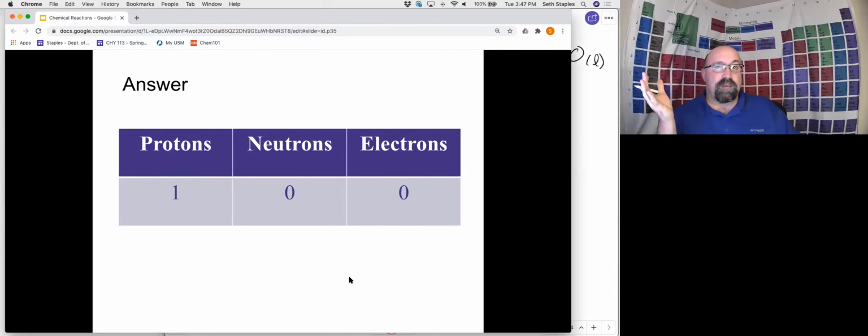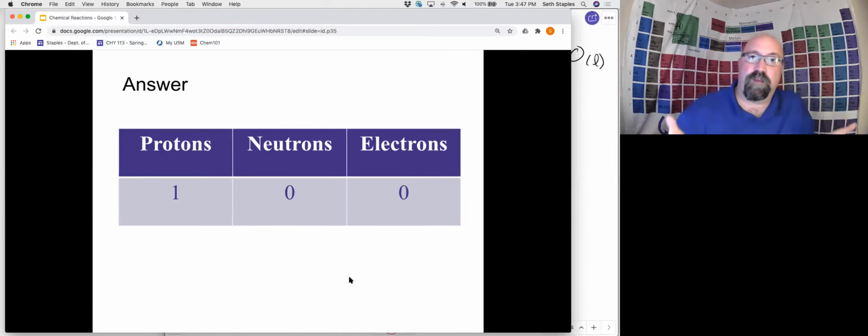Hydrogen 1, that's our mass number of 1. That's our combination of protons plus neutrons. So if it's hydrogen 1, it's got to be just 1 proton because the atomic number of hydrogen is 1. So there can't be any neutrons in there. A neutral hydrogen atom will have 1 proton and 1 electron, but this is a positive 1 charge, so it had to have lost that 1 electron.